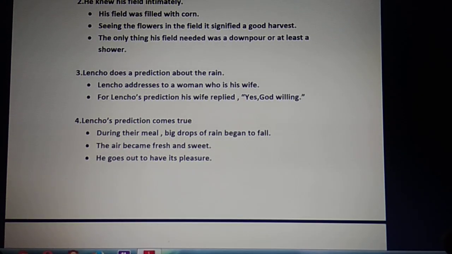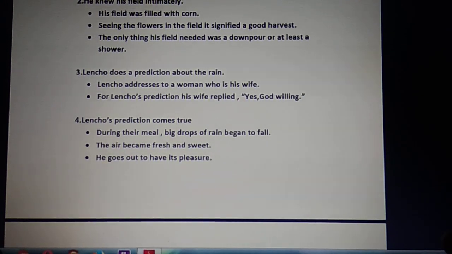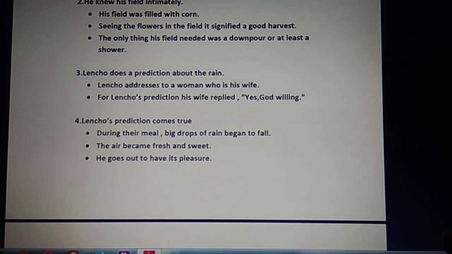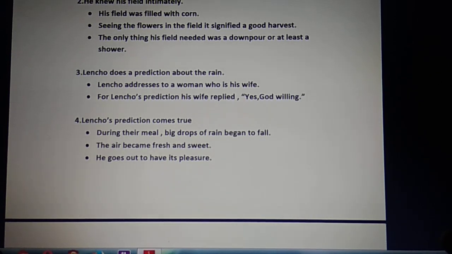Lencho's prediction comes true. So the prediction which Lencho did about the rain, that came true. During their meal, big drops of rain began to fall. So when they were having their dinner, at that time, big drops of rain began to fall. Rain started falling. Lencho's prediction came true at night.